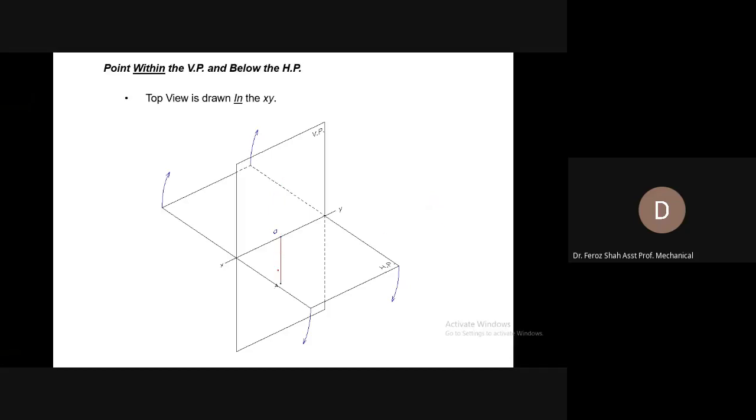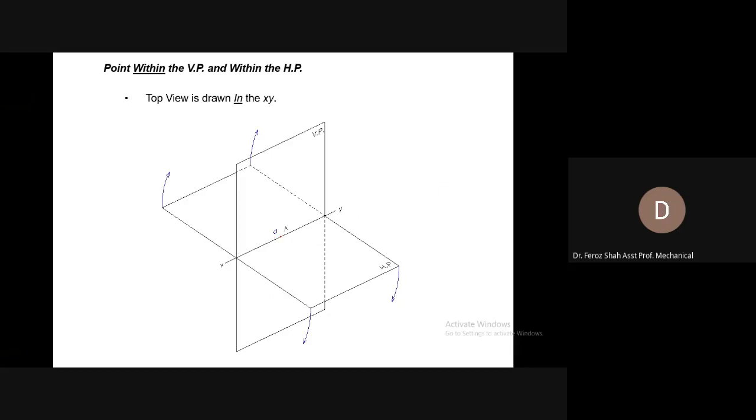Now again, the point is still within the vertical plane, but this time it is below the horizontal. So looking at this point from the bottom or from the top, its top view will always be created on the horizontal plane at this position, which is the XY reference line. And rotation again will not change the position of the top view, and the top view would remain on the XY reference line after rotation. So again, the top view is within the XY reference line.